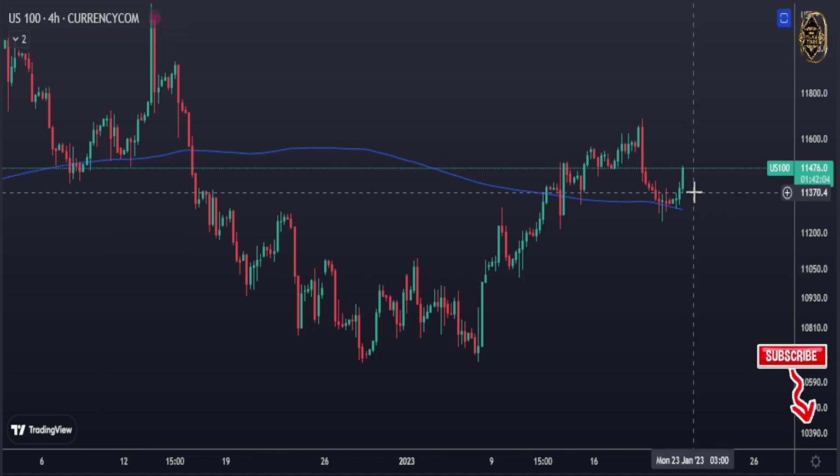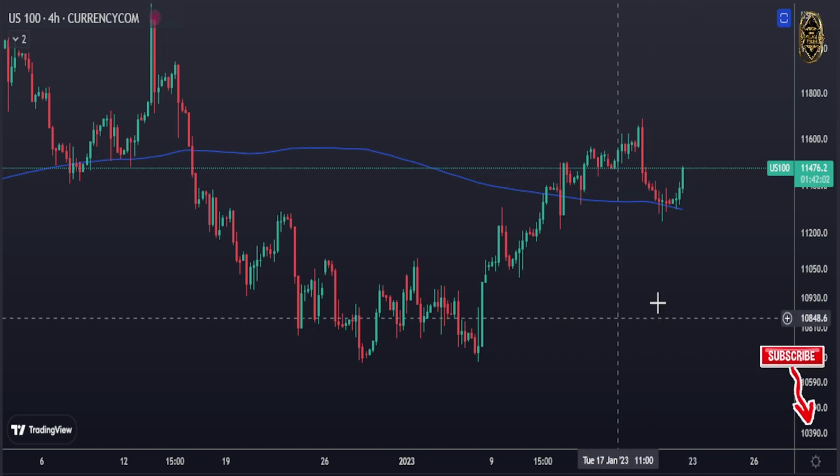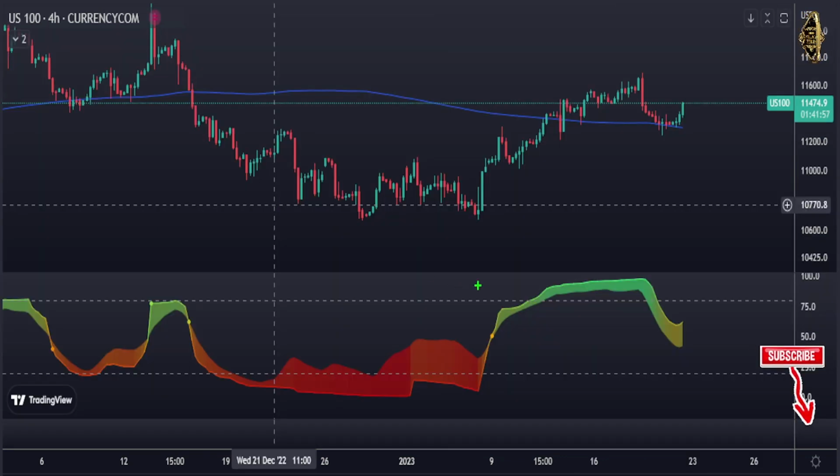So now there is nothing new here in the Nasdaq 100. Let's see what our indicator is saying. Our indicator, as you see, entered the overbought area. Now it's coming down. Should we enter short? No, we don't have any price action now.